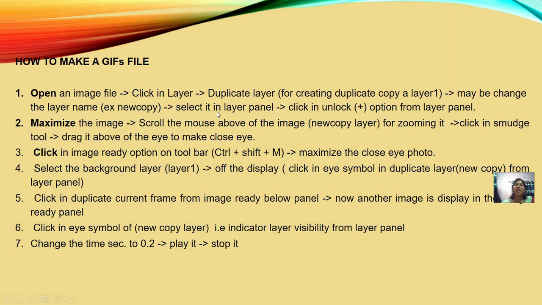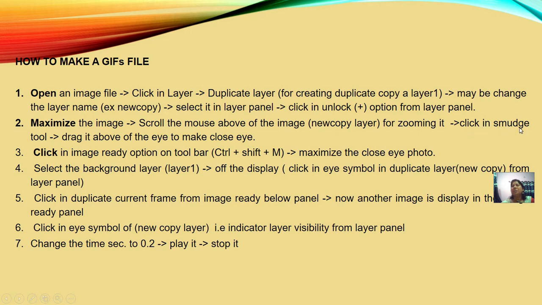Select it in the layer panel. Click on the unlock option from your layer panel. Then the second step is to maximize the image by scrolling the mouse above the image. First you have to maximize it, then scroll the mouse to maximize or zoom it. The file you want to maximize is that new copy layer.